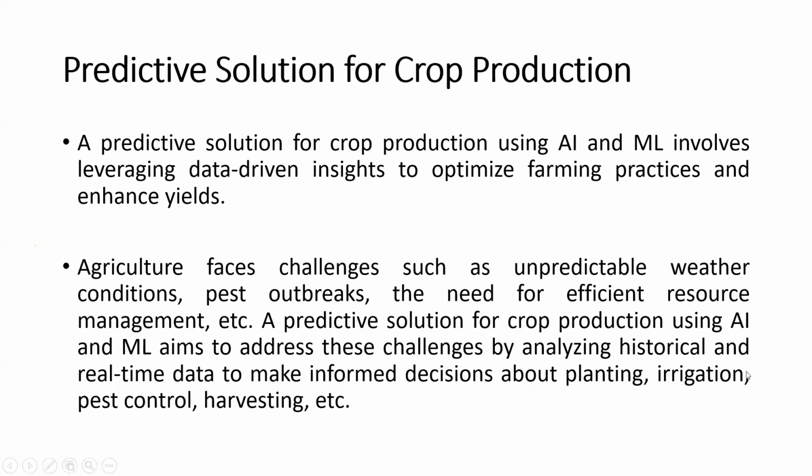So a predictive solution for crop production using machine learning aims to address these challenges by analyzing historical and real-time data, thereby making it possible for us to make informed decisions about planting, irrigation, pest control, harvesting, and also other activities that are associated with crop production. If we take a decision to start harvesting 2-3 days before, perhaps we could have saved ourselves from some possible pests that could have destroyed the system. These are all made possible with the availability of data.